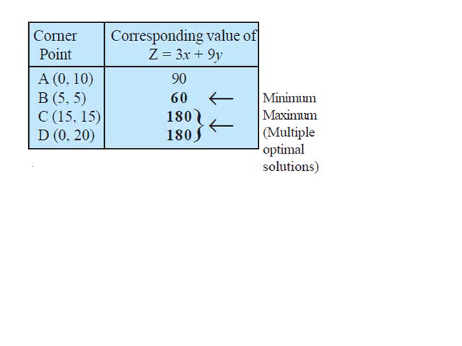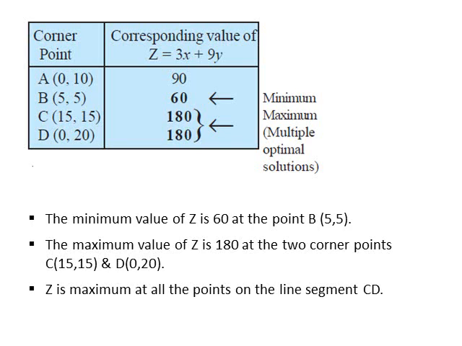At the point A, value of z is 90. At the point B, value of z is 60. At the point C, value of z is 180. And at the point D, value of z is 180. The minimum value of z is 60 at the point B. And the coordinates of B are 5 and 5. The maximum value of z is 180 at the two corner points C and D.